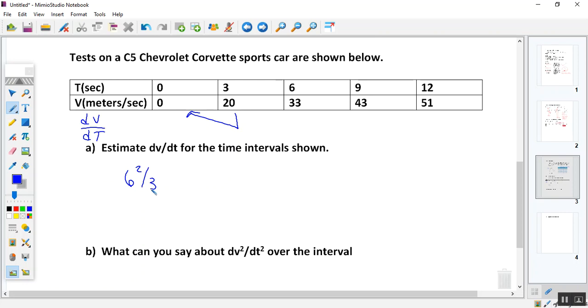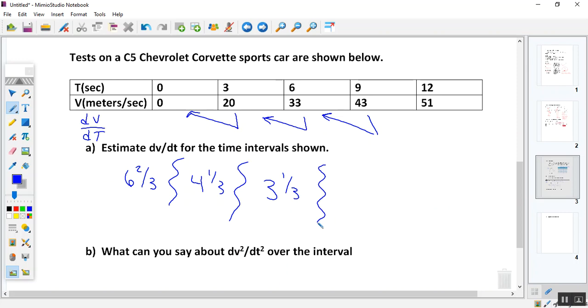Change. Next one then. 13 over what? 3. Which is what? 4 2/3? 4 1/3? Okay. Let's do the next one, which is 3 1/3. Last one.